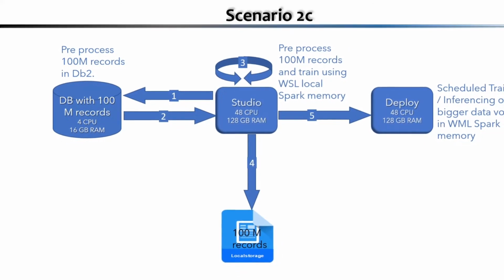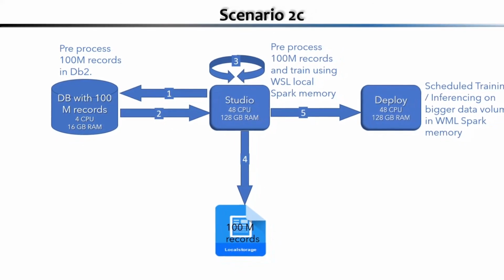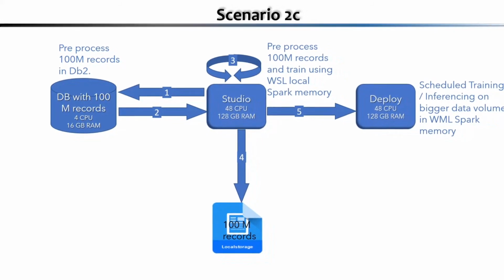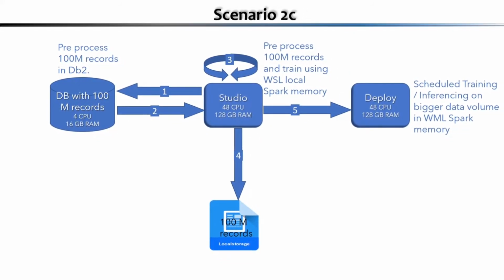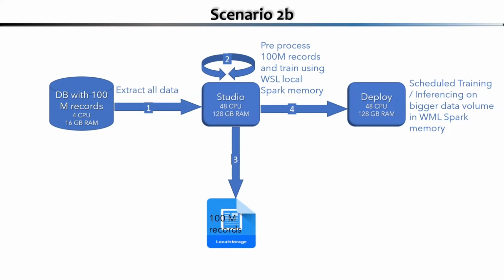So the difference between this scenario and the previous scenario is that here part of the pre-processing, or maybe the whole of the pre-processing, is pushed down to the database. Now, whether this will give us better performance than the previous scenario where all the data was extracted and loaded onto the Watson Studio Spark really depends on the amount of capacity and the amount of resources we have in the two compute environments. So that's the database and the Watson Studio.